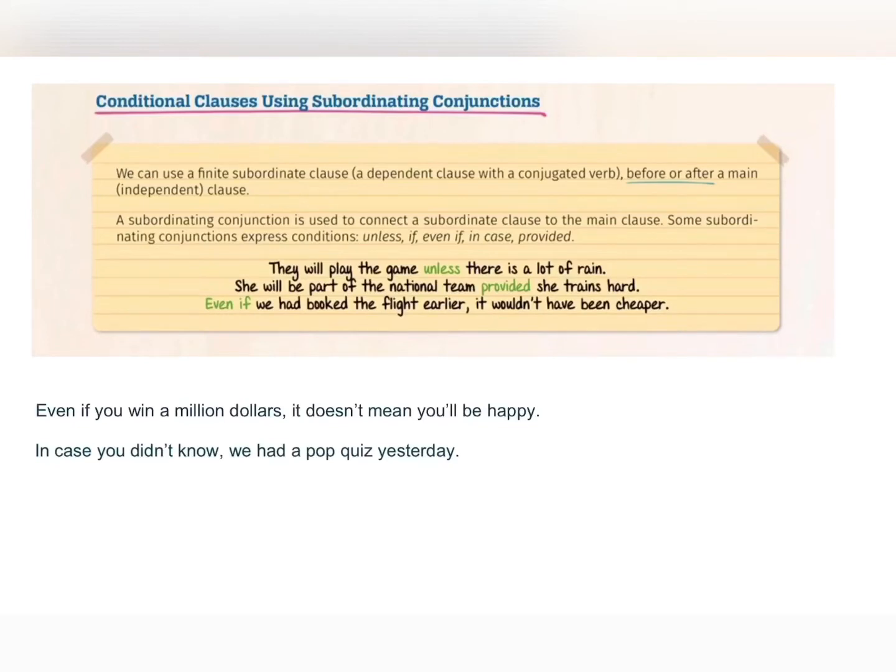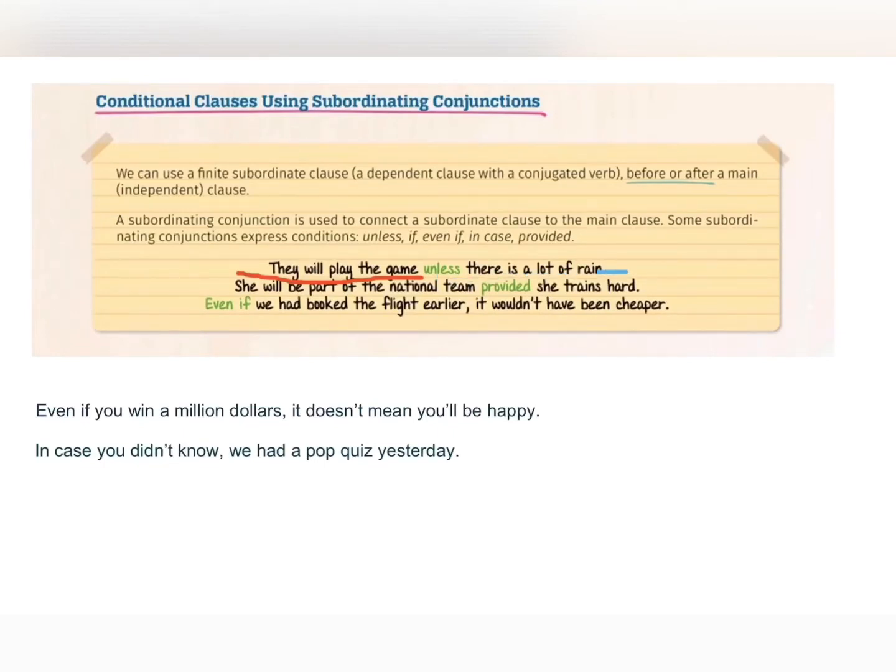So, what are some of the subordinating conjunctions you're going to use? Unless, if, even if, in case, or provided, or sometimes provided that. So, for example, if I say they will play the game unless there's a lot of rain, we have our first clause is the main clause or the independent clause. They will play the game. That is your independent clause. And unless there's a lot of rain would be your dependent clause.